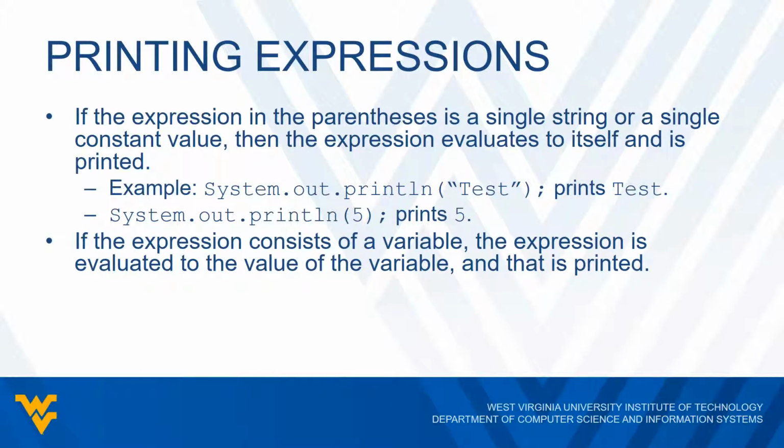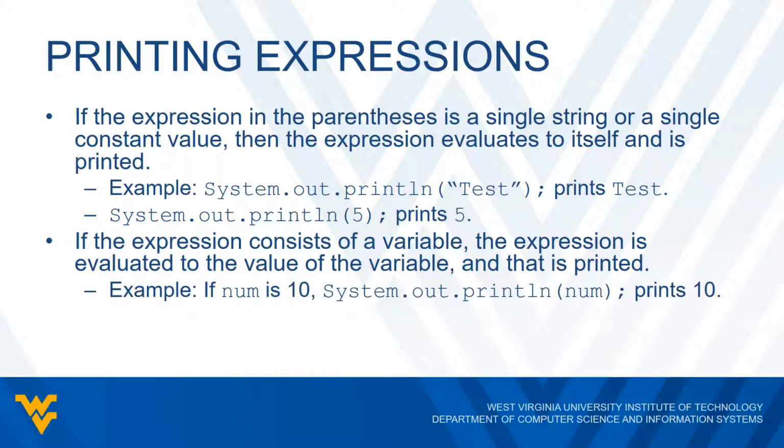Now what about variables? If we have a variable, then the expression is evaluated to the value of that variable, and then we print that value. So for example, let's say I have a variable num and it's set to 10. If I do System.out.println(num), num gets evaluated to 10. So that's the same thing as System.out.println(10), and we would simply print 10.